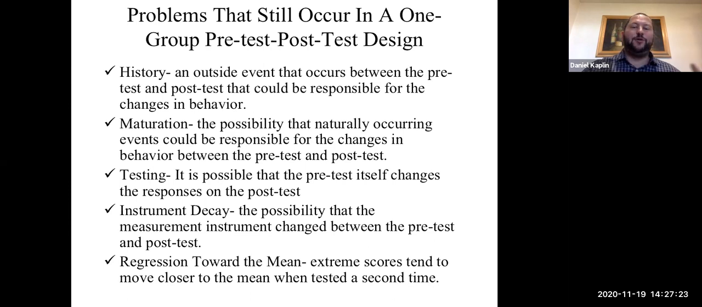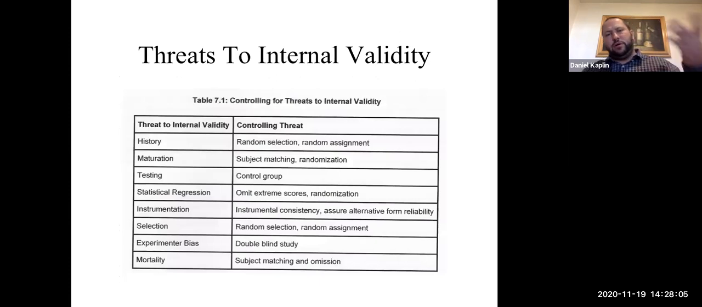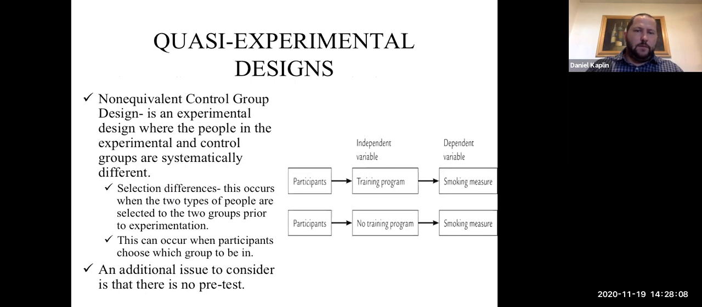Instrument decay: it's possible how you measure the dependent variable shifted between the pre-test and the post-test. And regression towards the mean: extreme scores have a natural tendency to move towards the center of the distribution with or without intervention. Regress means go backwards towards the mean. So if you're extremely high or extremely low on a measure, you're going to move towards the middle naturally. If a person was smoking a lot, it's possible that they smoked so much that anything would have brought them towards the middle, or in this case, reduce their smoking. So we went through these threats to the design.